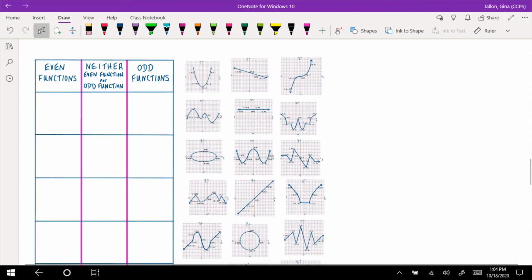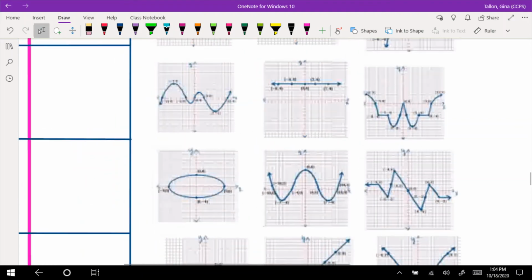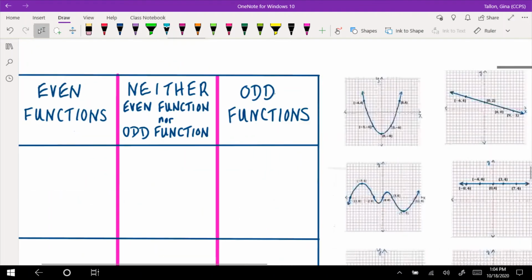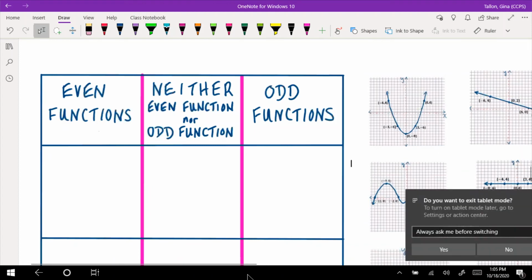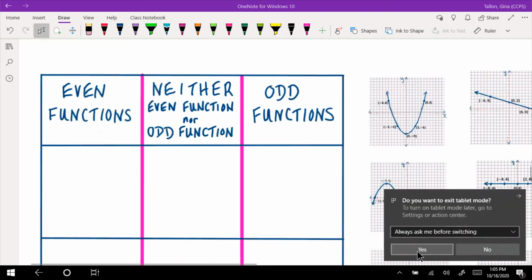So let's just grab one of these functions one at a time. I'll move them around as we go along. I'm going to take this first function right here, and I'm going to spin my computer around so I can grab things nice and easily. And yes, I'm going to do that.